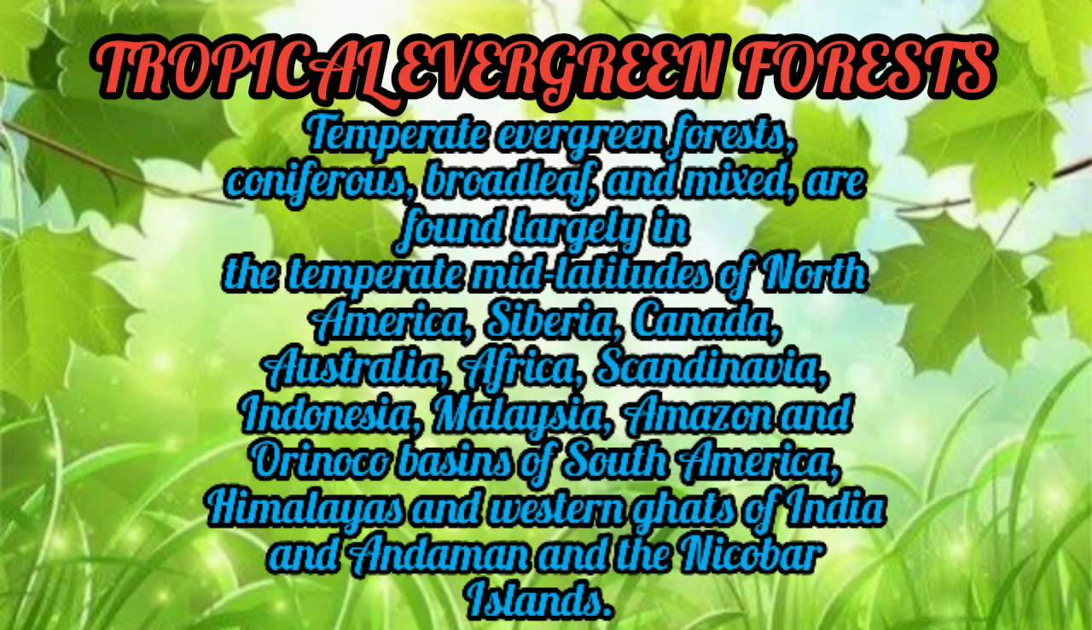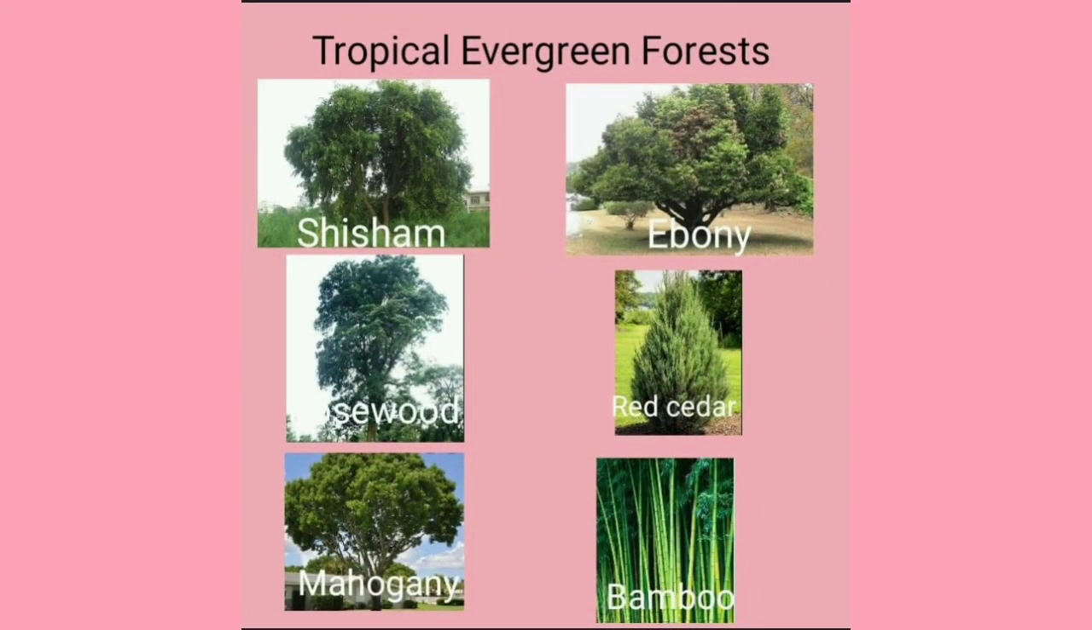Temperate evergreen forests, coniferous, broadleaf and mixed, are found largely in the temperate mid-latitudes of North America, Siberia, Canada, Australia, Africa, Scandinavia, Indonesia, Malaysia, Amazon and Orinoco basins of South America, Himalayas and Western Ghats of India and Andaman and Nicobar Islands. Here are some of the pictures of the trees found in tropical evergreen forests: shisham, ebony, rosewood, red cedar, mahogany and bamboo.